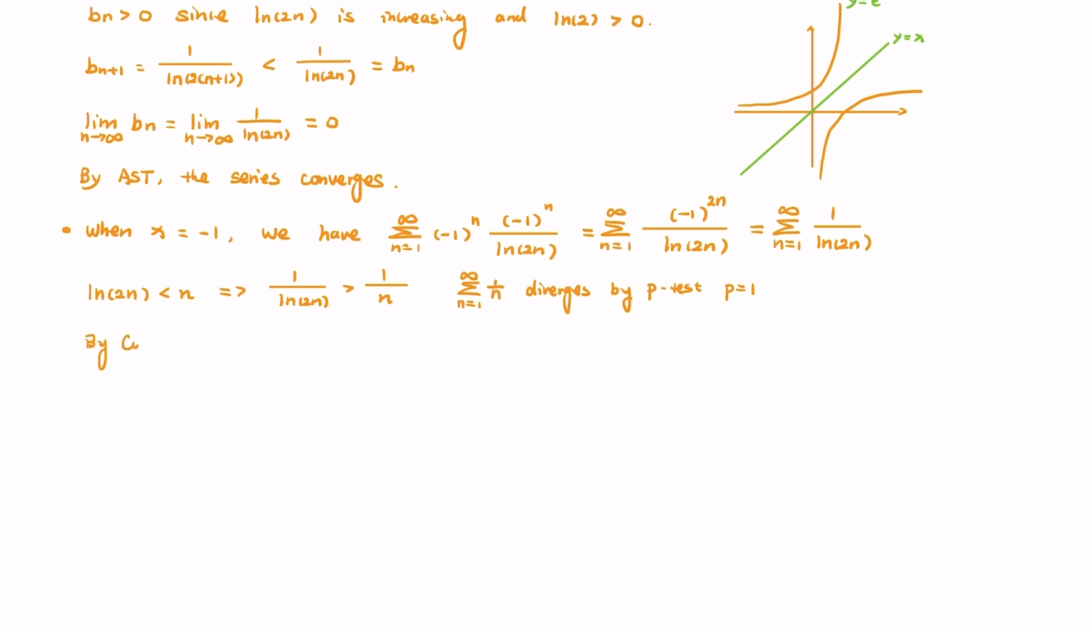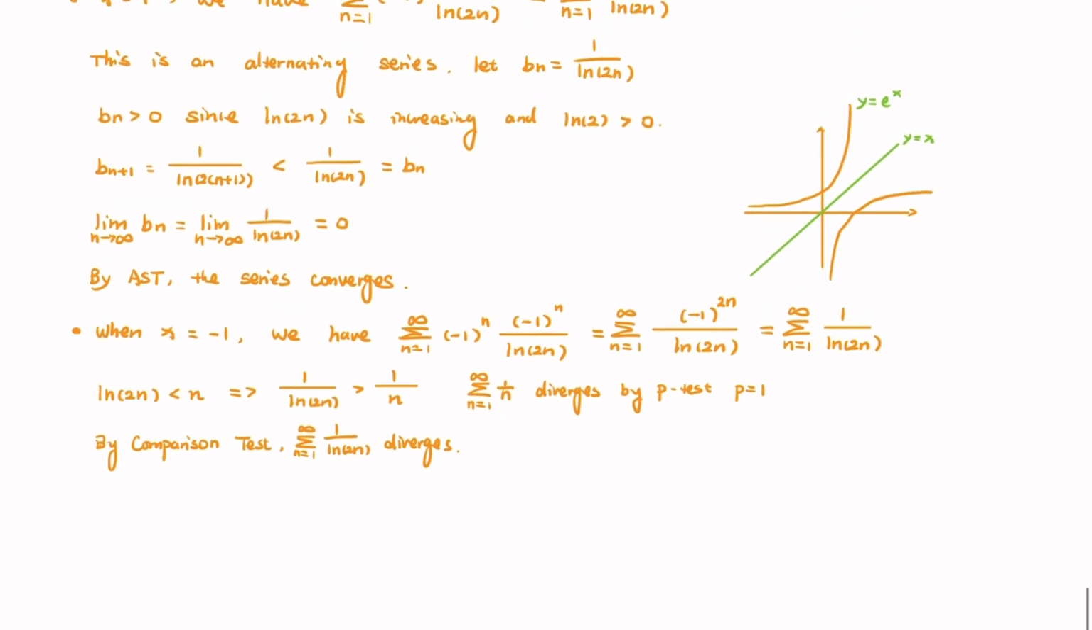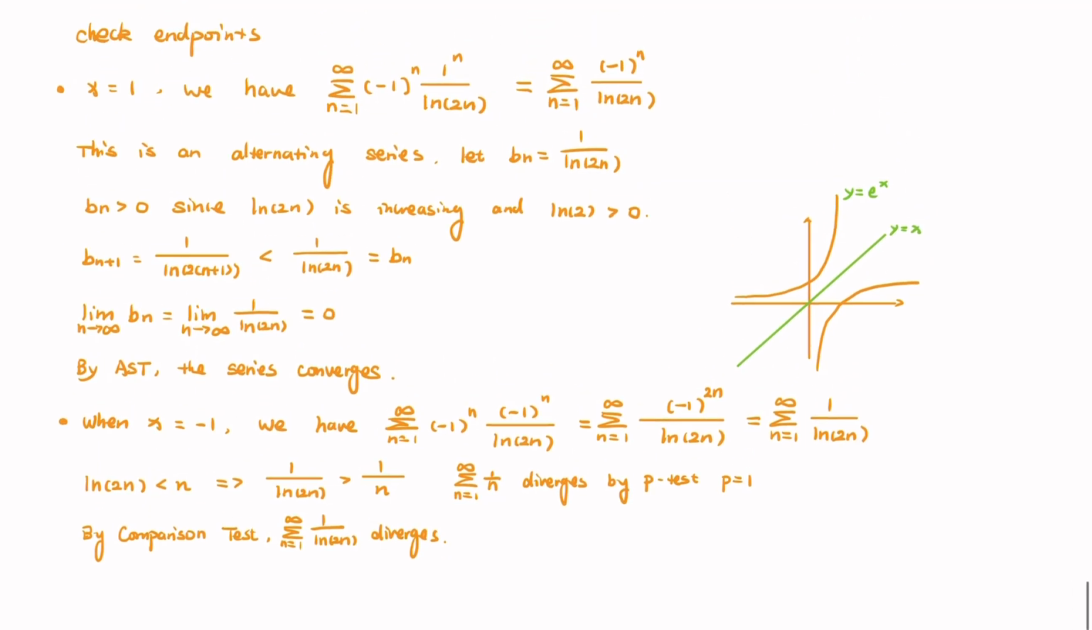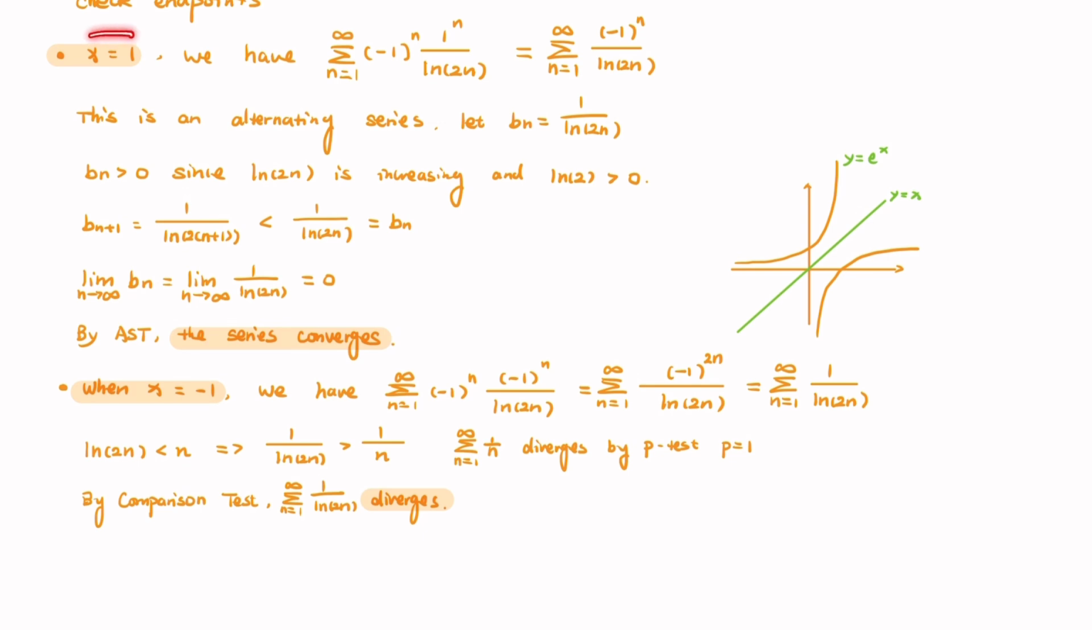So by the comparison test, some places call it the direct comparison test, it's up to you whichever name you want to use, we know that the series 1 over ln 2n diverges as well. After those two tests, or after you check the endpoints separately, our conclusion is that when x equals 1, my series converges, and when x equals negative 1, my series diverges. That means when you write the interval of convergence, you should include 1 but not include negative 1.